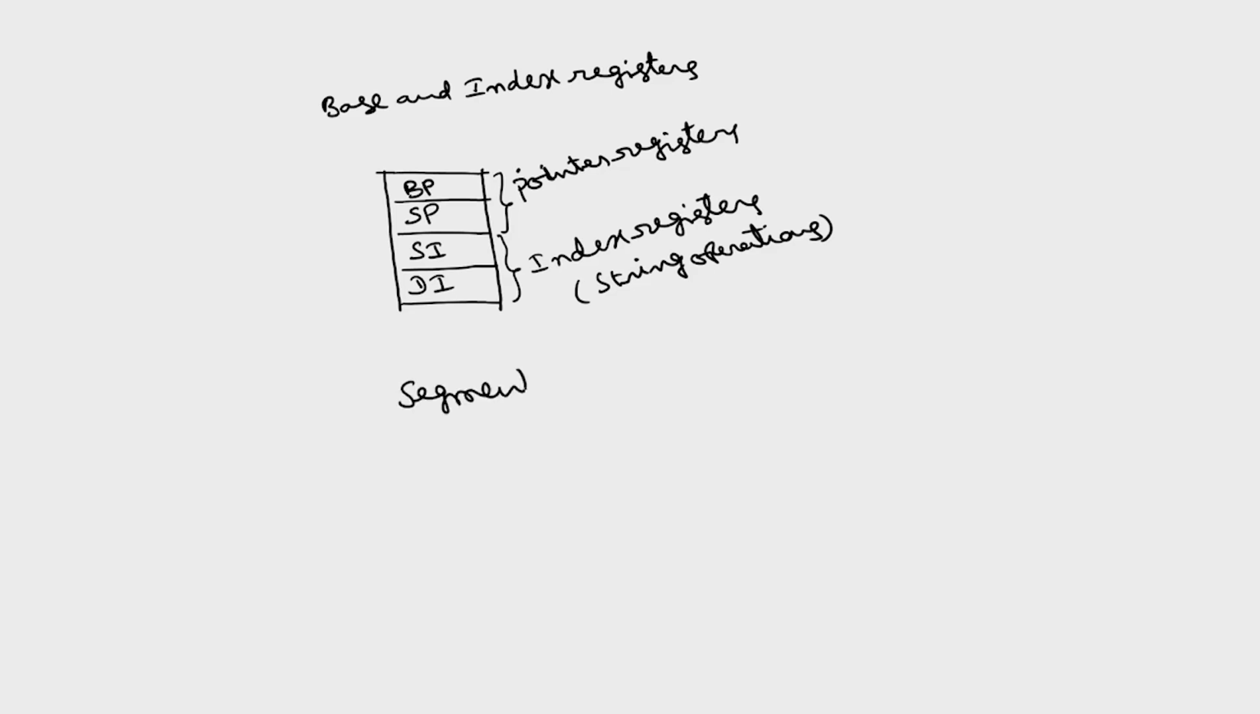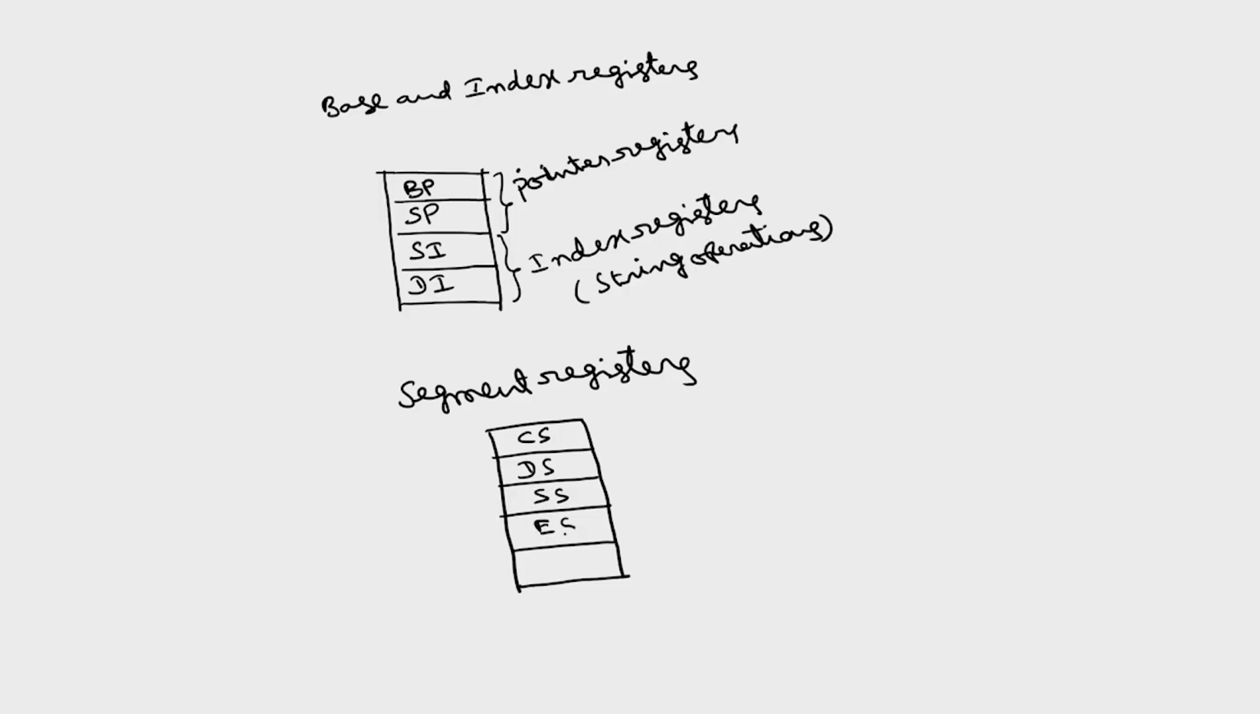These are very important registers in 8086. There are 4 segment registers, which are called code segment, data segment, stack segment, and extra segment, and along with these there will be one instruction pointer. This instruction pointer is similar to the program counter in case of 8085.